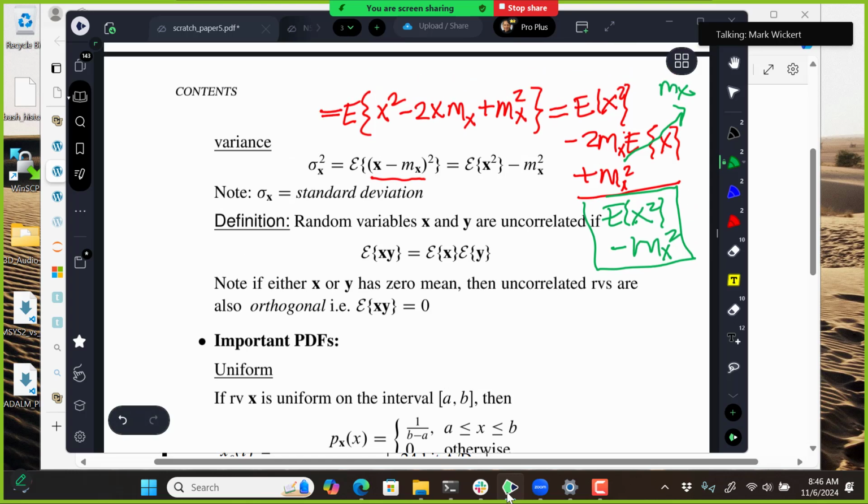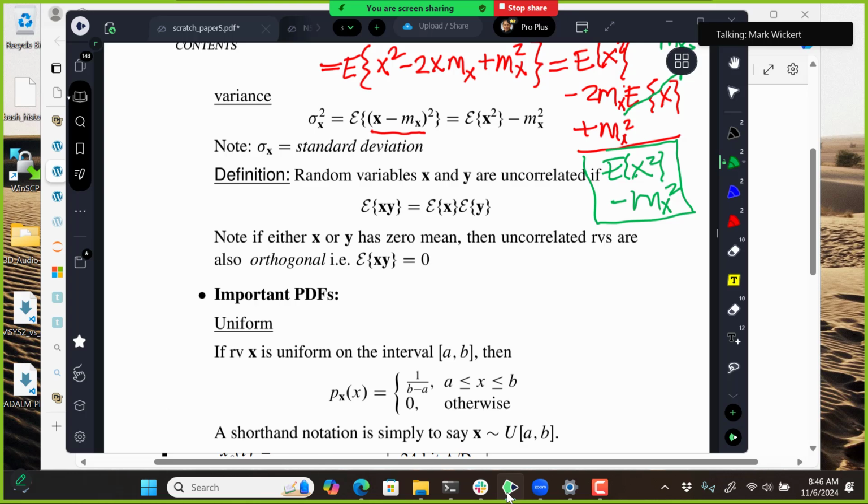So moving on, if random variables X and Y are uncorrelated, this is another definition, then the expected value of X times Y is the product of the expected values. And furthermore, if X or Y has zero mean, then either this term or this second term would be equal to 0. So that allows us to say that uncorrelated random variables, in the case of one of them being zero mean or both, are also orthogonal.